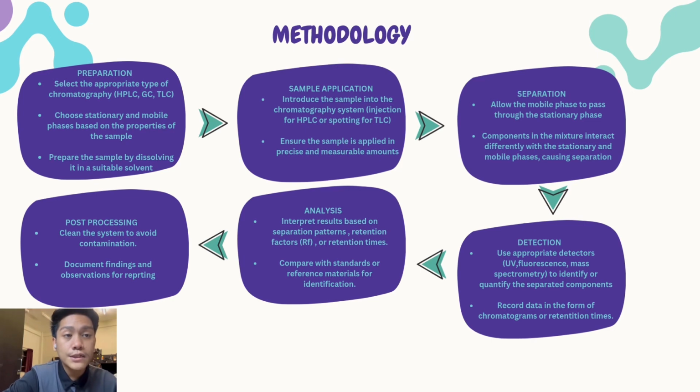Third, separation. Allow the mobile phase to pass through the stationary phase. Components in the mixture interact differently with the stationary and mobile phases, causing separation. Fourth, post-processing. Clean the system to avoid contamination. Document findings and observations for reporting. Fifth, analysis. Interpret results based on separation patterns, retention factors (Rf) or retention times. Compare with standards or reference material for identification.